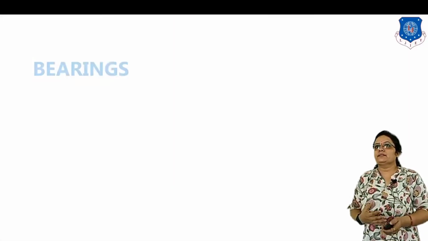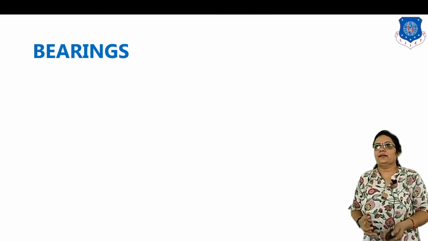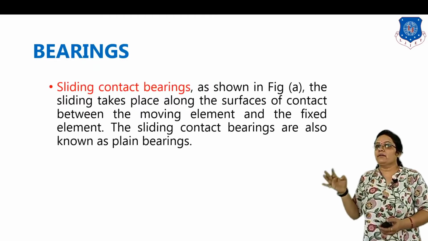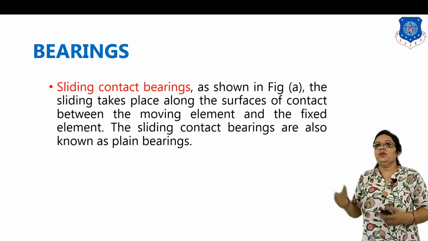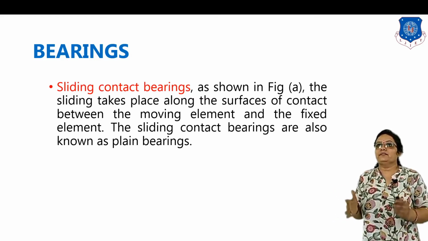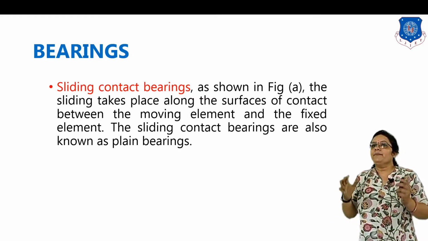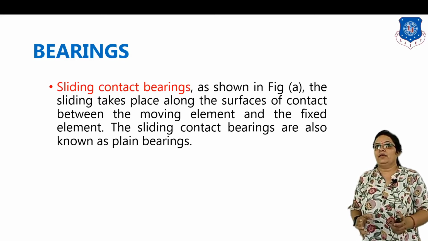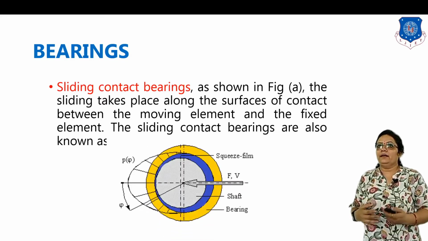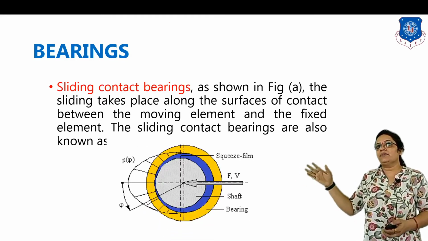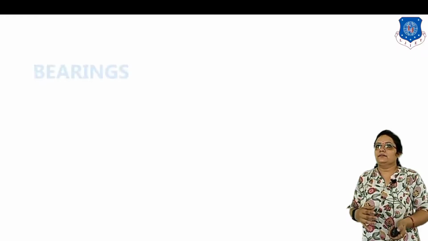In this lecture we will discuss the classification of different types of lubricants. These lubricants are used basically in sliding contact bearings. We have already seen what a sliding contact bearing is: a bearing where surface contact occurs between the fixed element and the moving element. That we have already covered in the last lecture.